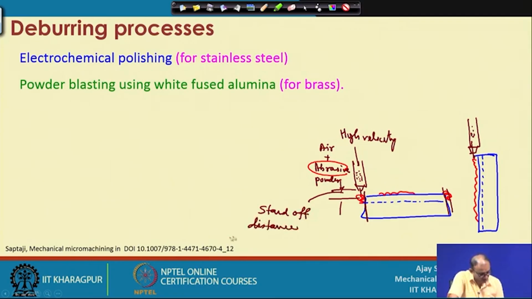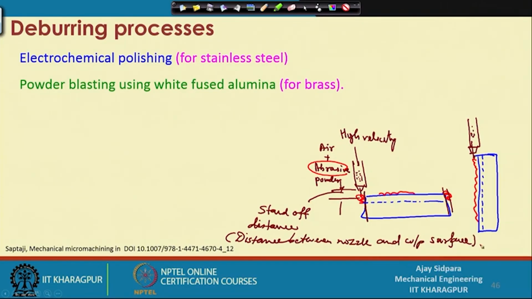That is the distance between the nozzle and the workpiece surface. Because now what is going to happen, let us analyze this as abrasive flow machining. So this is your nozzle jet and your workpiece is located here. This particular abrasive particle stream will spread, and the velocity will reduce as soon as it reaches the surface.